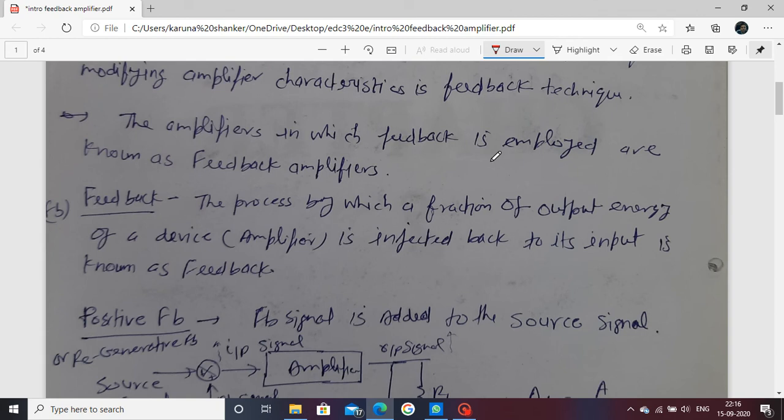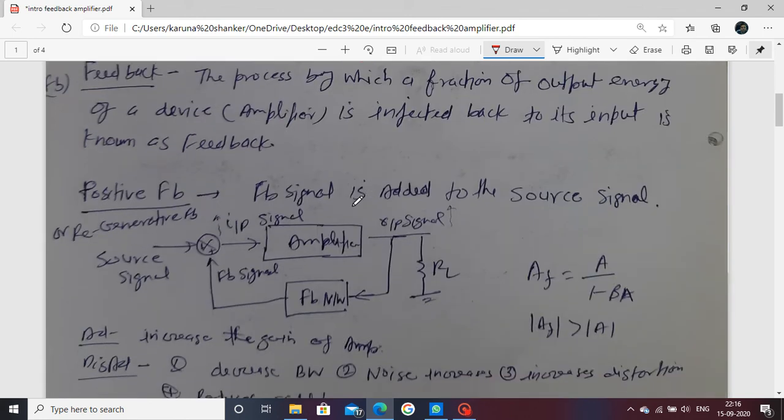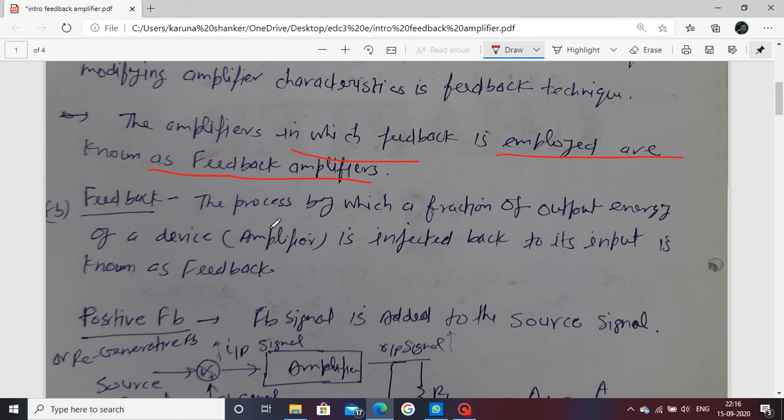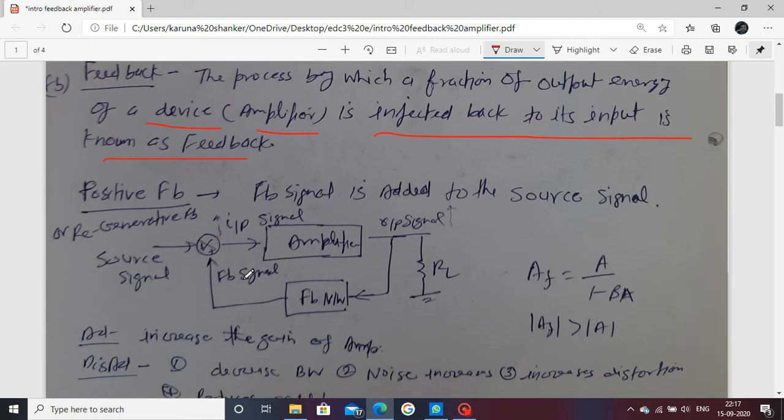The amplifier in which feedback is employed is known as a feedback amplifier. There are two types of feedback. The definition is also written here: the process by which a fraction of the output energy of a device or an amplifier is injected back to the input is known as feedback.